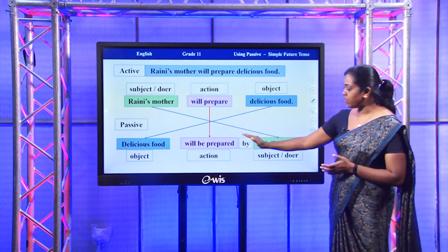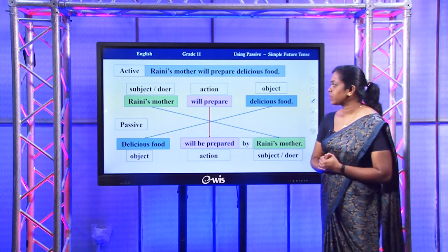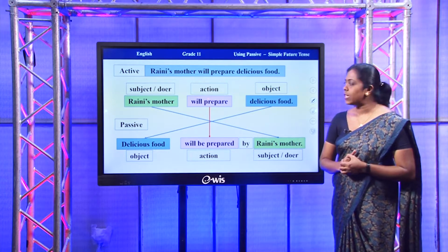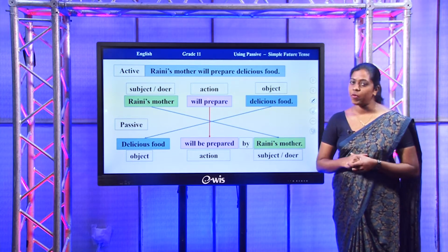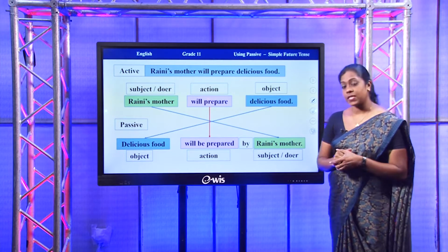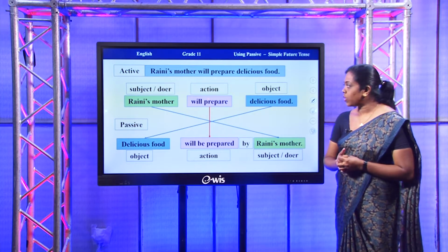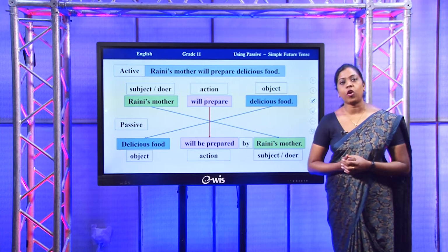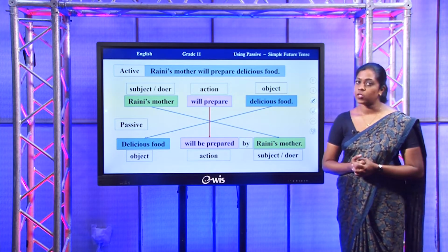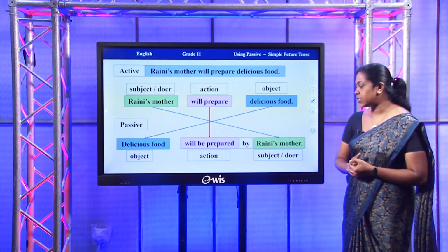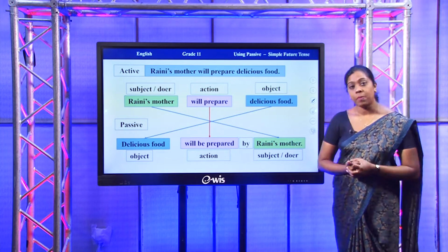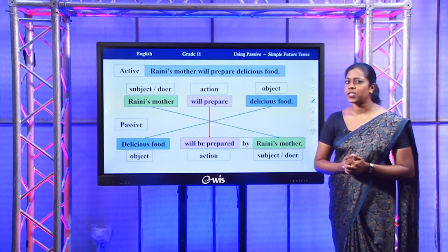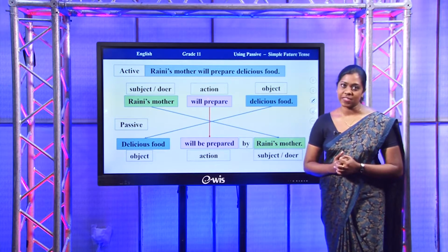Right. What will we do here in the middle? Changing the verb. Hope you remember we use the past participle form of the verb, and here, since it is simple future, we are using will be along with the past participle form of the verb prepare. So your answer is delicious food will be prepared by Raine's mother. Hope this is clear. So it's time now for us to go for some activities.